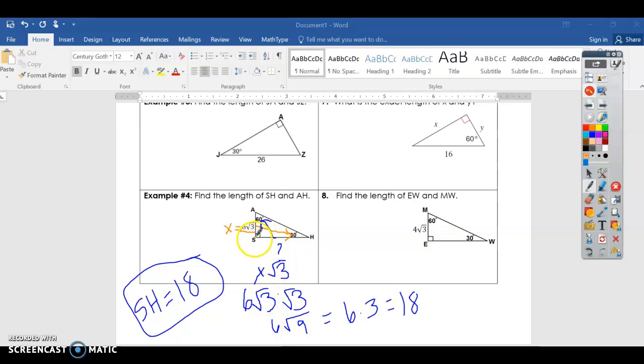Okay. Now let's do AH. AH is right here. This is the side across from 90. And we know that the side across from 90 is 2 times x. So that's 2 times 6 square root of 3. So 2 times 6 is 12 square root of 3. So that is AH. Okay? So now you're going to find EW and MW.